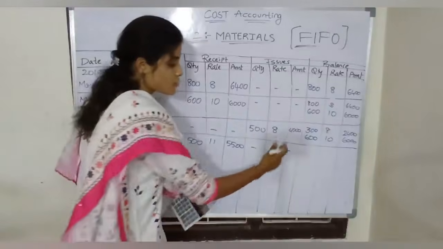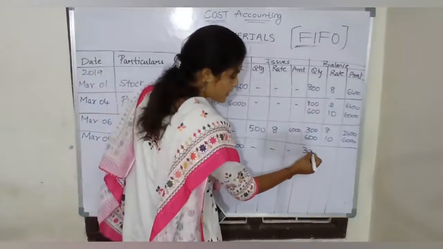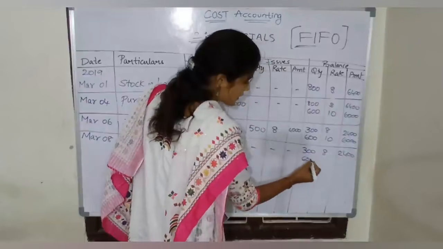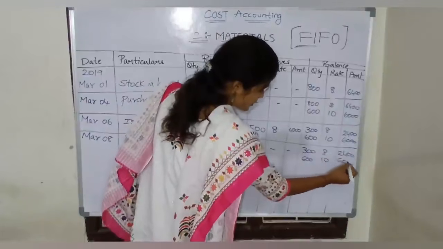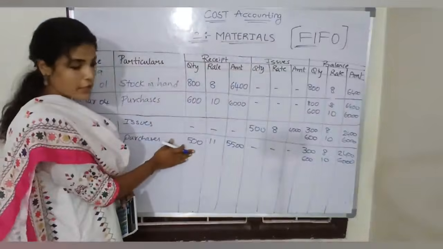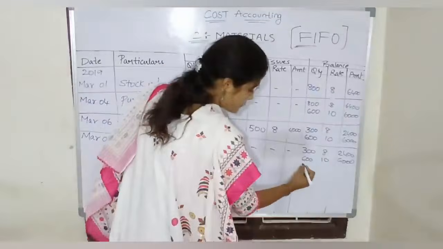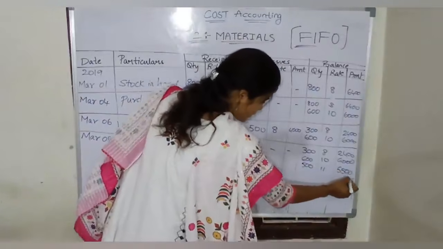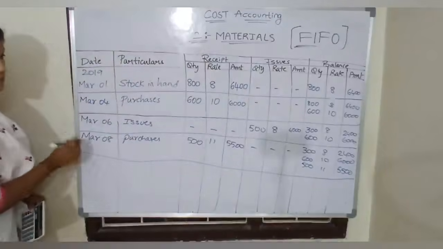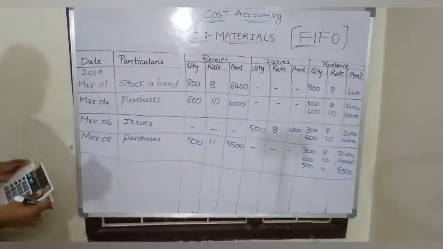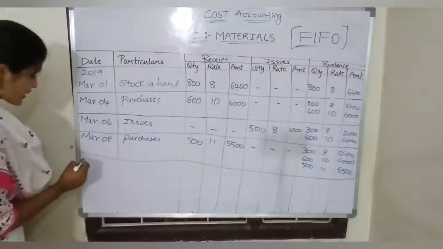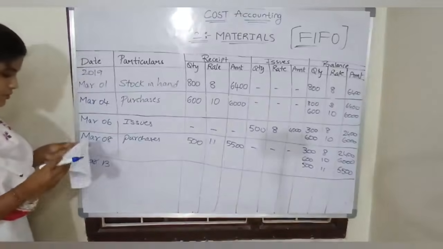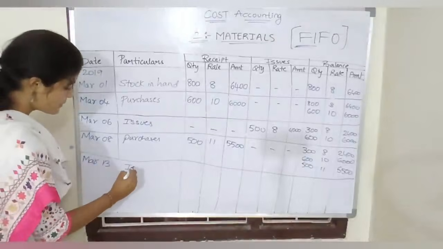So here how we will enter? What is the existing stock you are having in your godown? 300, 8, 2,400, 600, 10, 6,000. What is the new stock entering into the godown? This one. 500, 11, 5,500. That's it. That's the thing you need to write. So after March 8th, we are having March 13th.